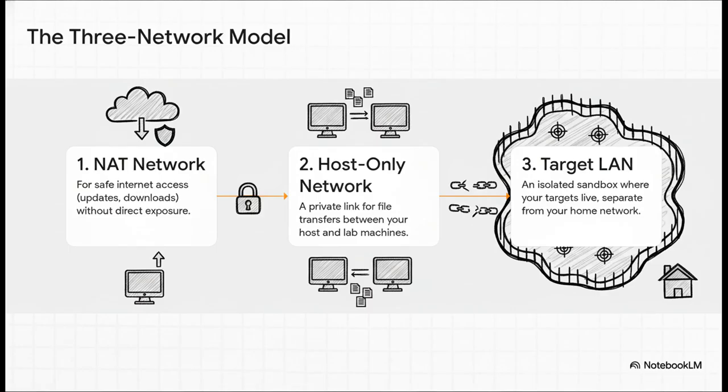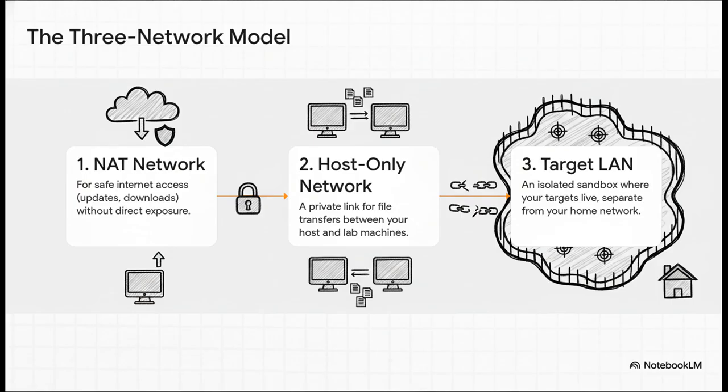All right, this right here is the secret weapon for networking that doesn't make you want to pull your hair out. It's the 3-network model. Super simple. First, a NAT network. This is just for your Kali machine to safely get out to the internet for updates. Second, a host-only network. Think of this as a private tunnel just between your main computer and your lab, perfect for swapping files. And third, the Target LAN. This is your sandbox, a completely isolated island where your vulnerable machines live. They can't touch your home network.